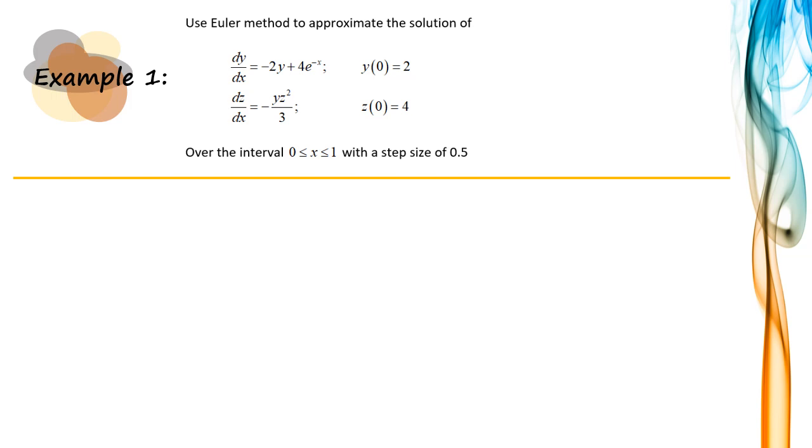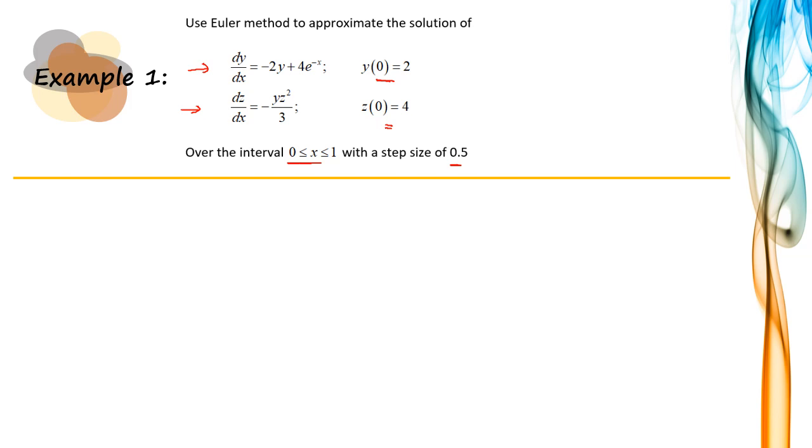Now, let's try to solve a problem. Example 1. Use the Euler method to approximate the solution of this differential equation. So here we have two differential equations. The first one, dy/dx is equal to minus 2y plus 4e^(-x), where the initial condition is, when x0, y is equal to 2. And the second equation, dz/dx is equal to minus yz squared divided by 3, where the initial condition is, when x0, z equal to 4. Over the interval x from 0 until 1, with a step size h equal to 0.5.